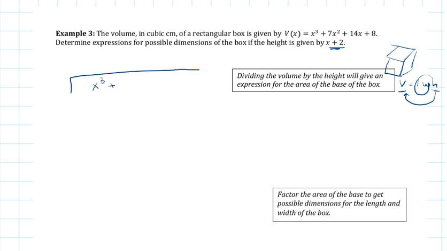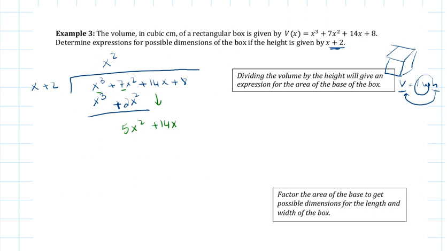So I have the volume, which is my dividend, and I'm dividing by the height. So x cubed divided by x gives me x squared. If I do the multiplication, x squared times x is x cubed, x squared times 2 is 2x squared. I can do the subtraction here, and I'll be left with 7x squared take away 2x squared. That's going to give me 5x squared. Bring down the 14x.